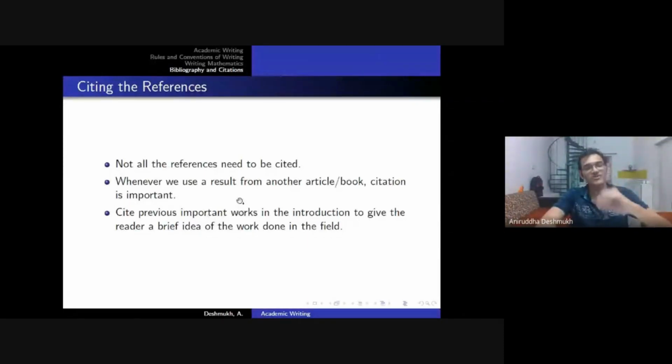Then what we usually do is, whatever work we are doing, we cite the previous important works in the same field inside our introduction, so that the reader has a brief idea of what all things have been done inside the field.